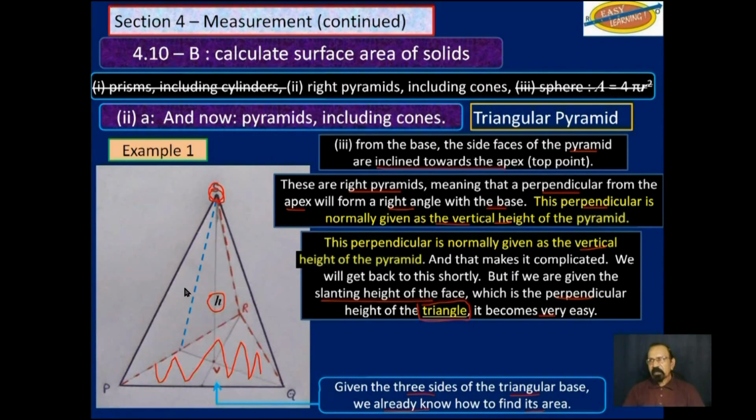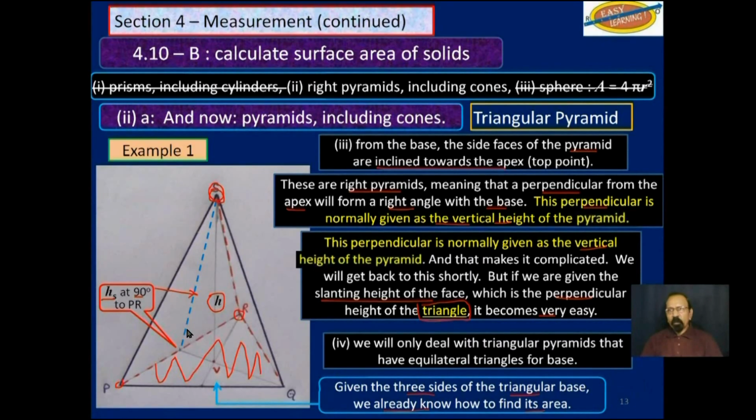So if we are given the slanting height, as in the case of this blue line here, finding the surface area of a triangular pyramid is fairly easy, because that vertical height, HS, is at 90 degrees to this side here, PR. Now we will only deal with triangular pyramids that have equilateral triangles at the base.